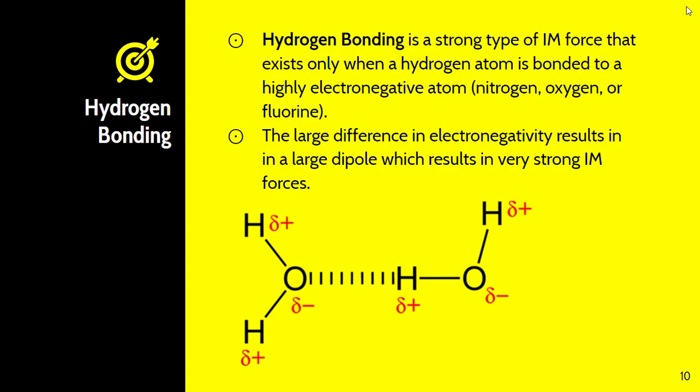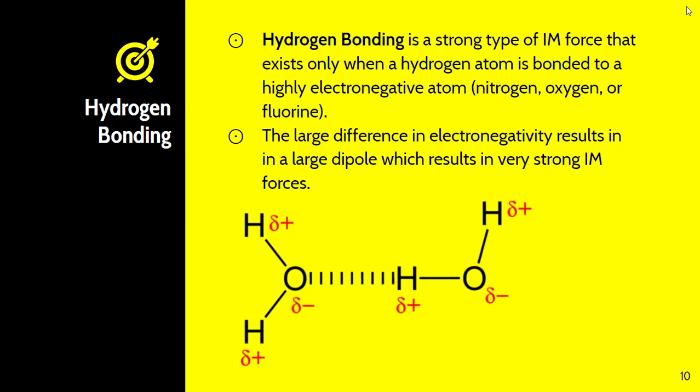The last intermolecular force I want to focus on is hydrogen bonding. And hydrogen bonding is a strong type of intermolecular force. In particular, it is a dipole-dipole force that exists when a hydrogen atom is bonded to a highly electronegative atom: nitrogen, oxygen, or fluorine. The large difference in electronegativity results in a large dipole, which results in very strong intermolecular forces. Water is an example of this.